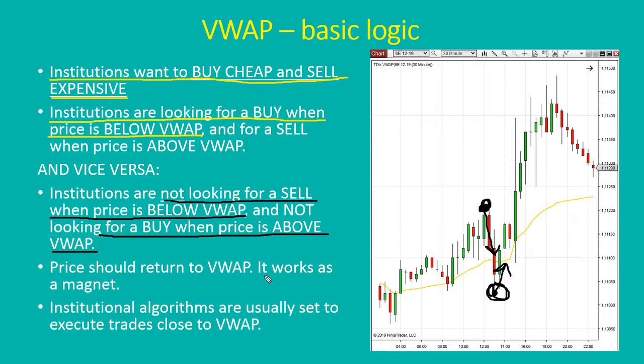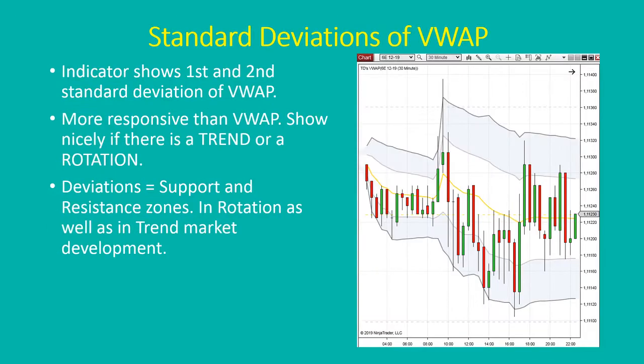And that's why VWAP works as a magnet. Institutional algorithms are usually set to execute trades close to VWAP. I know that this may sound a little bit vague, but as we go deeper into VWAP and into the setups, you'll see that this is actually pretty useful and that all this makes sense. So let's move forward a bit.